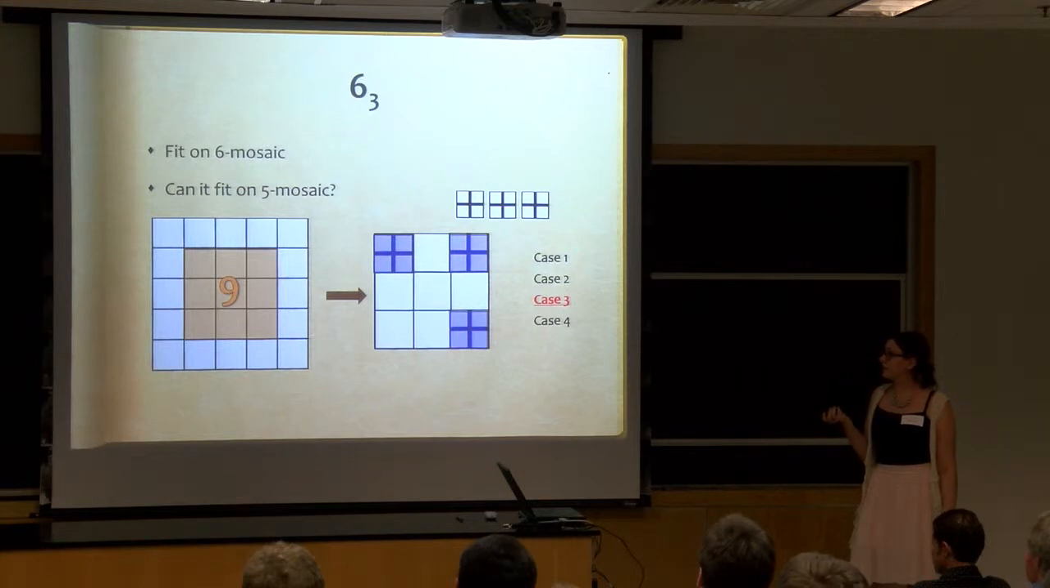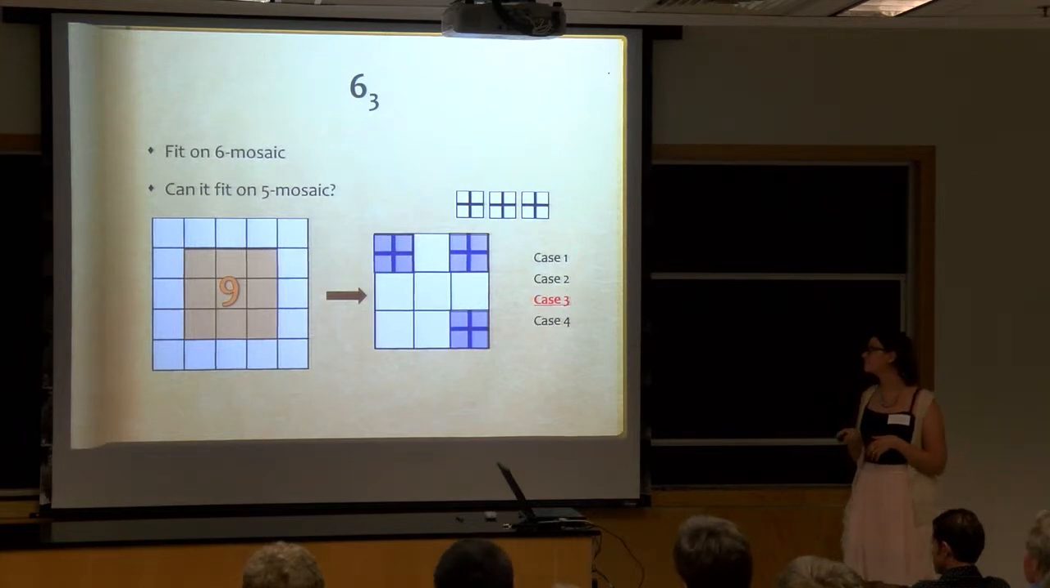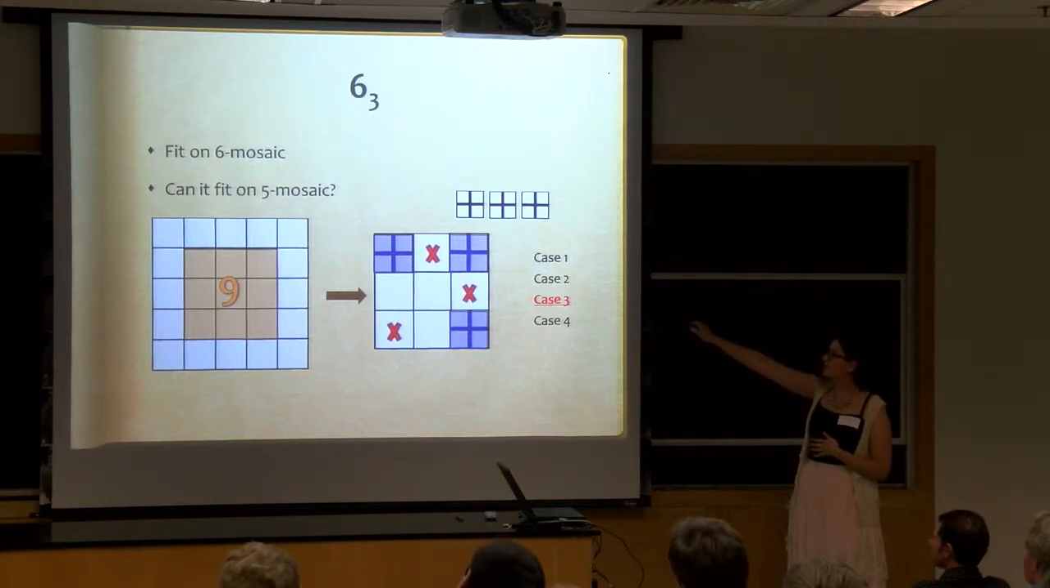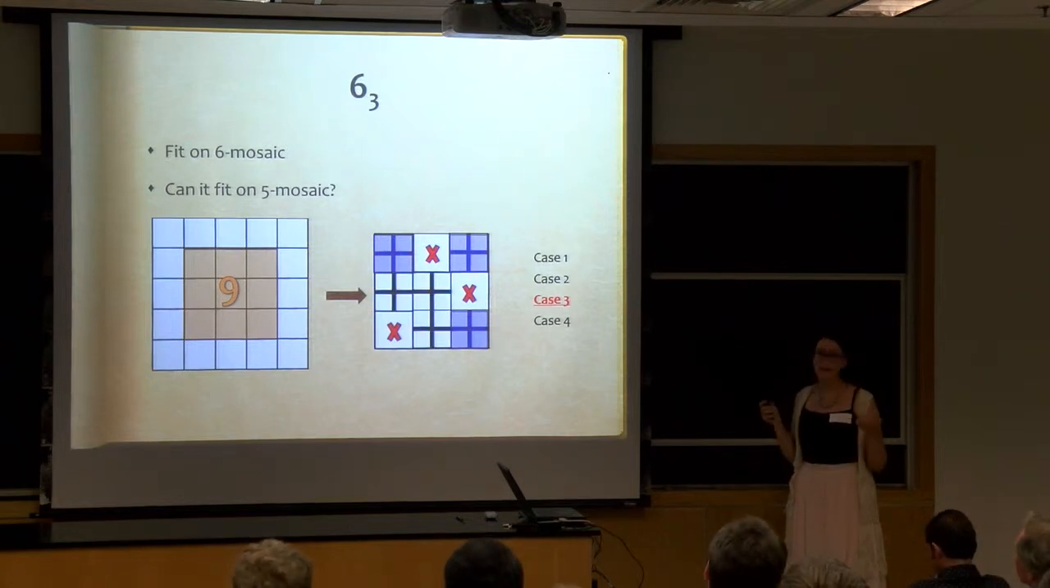Case 3, we have 3 corners having crossing tiles, 3 placements left and 3 tiles. So if we place those, again by rotation, we'll get 4 different arrangements.